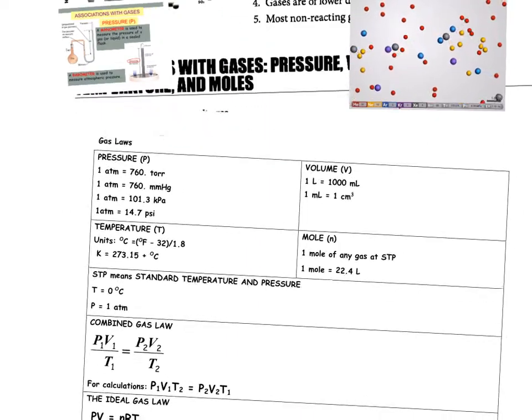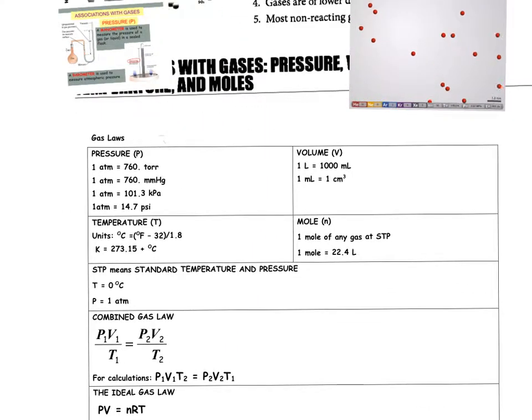Let me close that up there. I have a copy of this on Moodle, but it really does outline all of the parts of our gas laws that we're going to be using. So we're starting off here with pressure, and the different pressure units we're going to work with are an atmosphere.